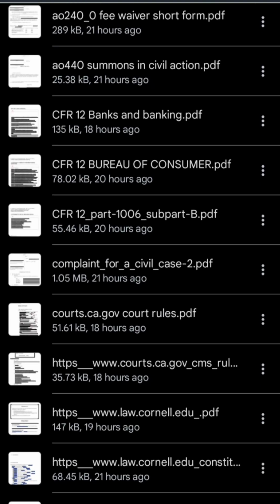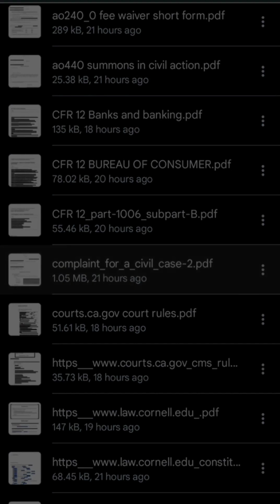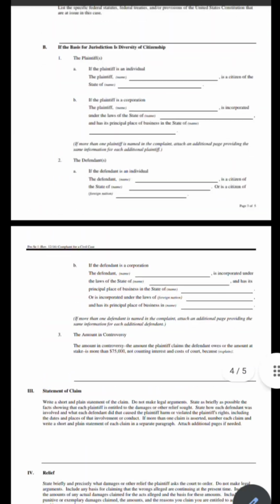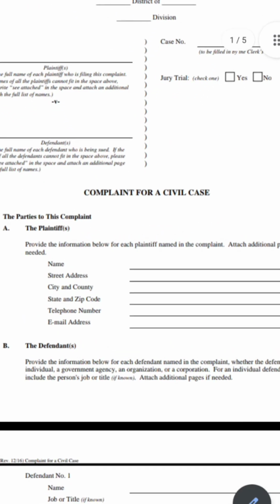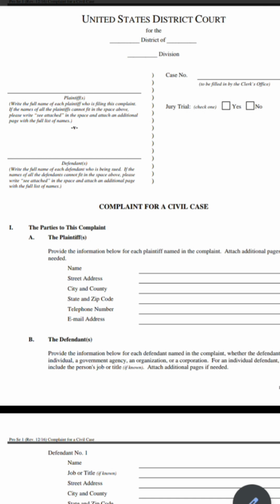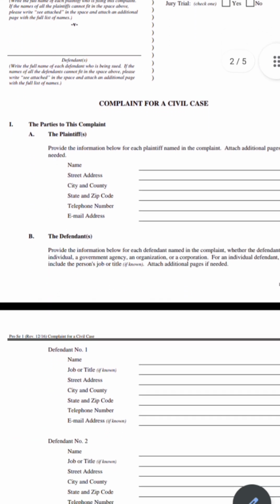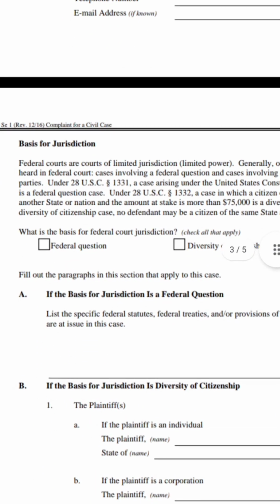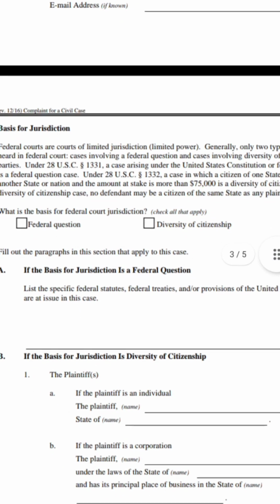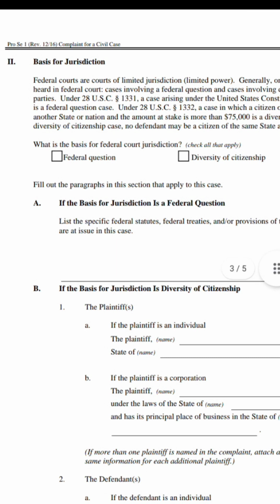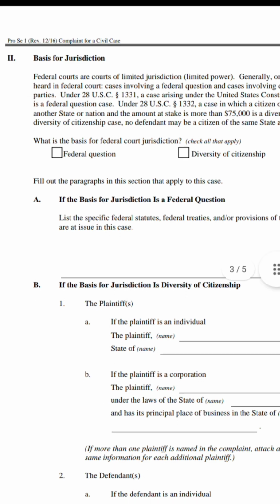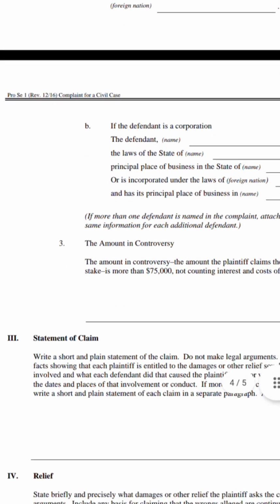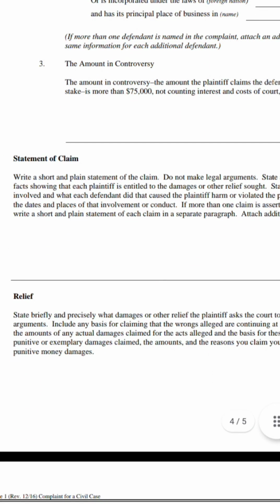Now, after you do your cover sheet, then you are going to also need your complaint. And I'm not going through this. You guys are going to have to learn and do what I do. But it's pretty self-explanatory. Plaintiff, your defendants, complaint for the civil case. So you're going to put your information. You'll put their information. Basis for jurisdiction. Once again, it's asking you federal question or diversity of citizenship. You'll figure out what are you doing, which one is it. We already know it's diversity of citizenship, so I would come in and I would fill out the information, blah, blah, blah. State of claim.